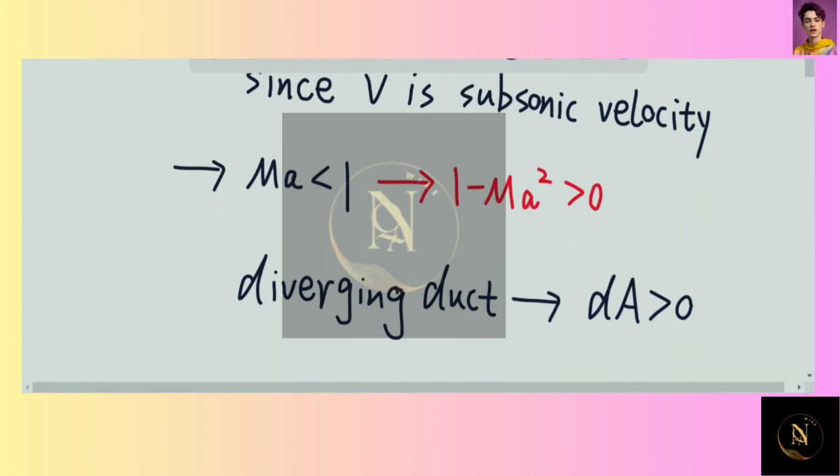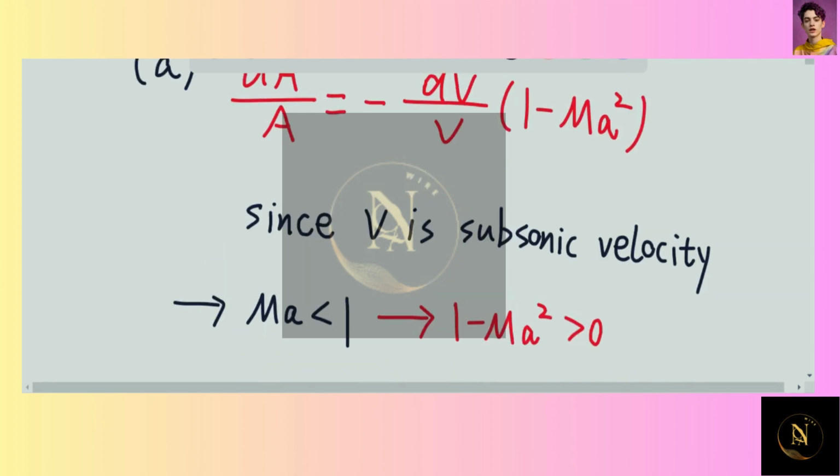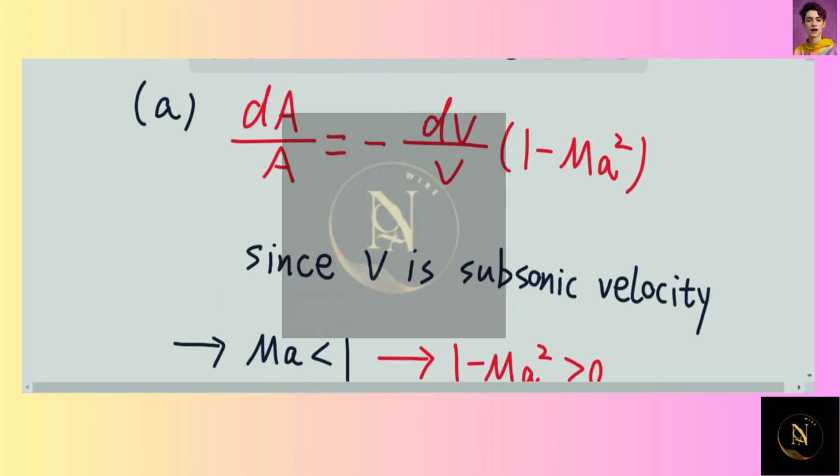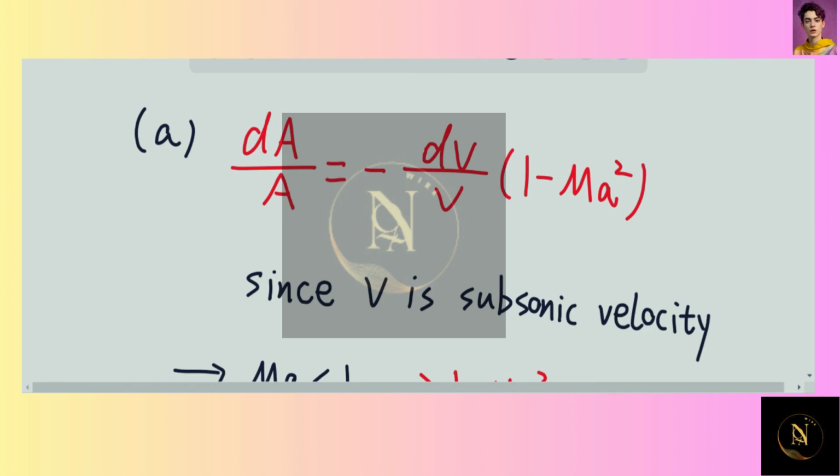And we know this is a diverging duct, which means that the area is increasing, which means that dA is greater than 0. So therefore, in order to maintain the equation, dV must be less than 0, since there's a negative sign before it. Since dA is greater than 0, and we know the area is always positive, the left side must be positive. So in order to maintain the equation, the right side must be positive as well.